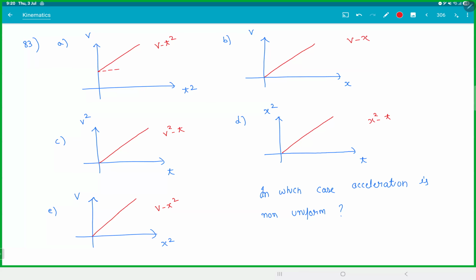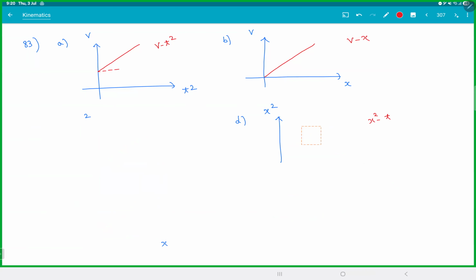Let's see, I'll show you one. Look at the first graph. So this is a straight line, right? I don't know exactly what this is, but I know this looks like v is equal to some constant slope m into t square plus c. Can I write it like this?